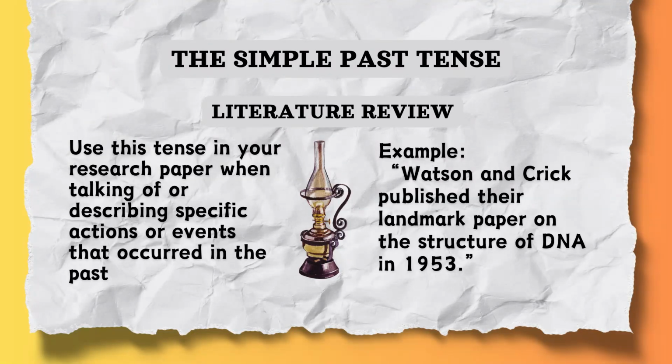Use this tense in your research paper when talking of or describing specific actions or events that occurred in the past. They should not be linked to the present in the same sentence. The simple past tense is used predominantly in the literature review or review of related literature to talk about existing research on the topic. For example, Watson and Crick published their landmark paper on the structure of DNA in 1953. Our simple past tense there is the word published.